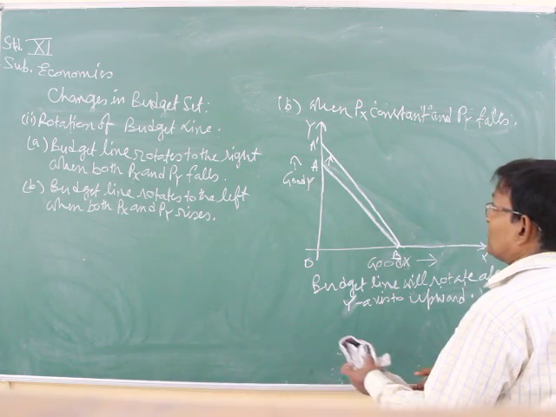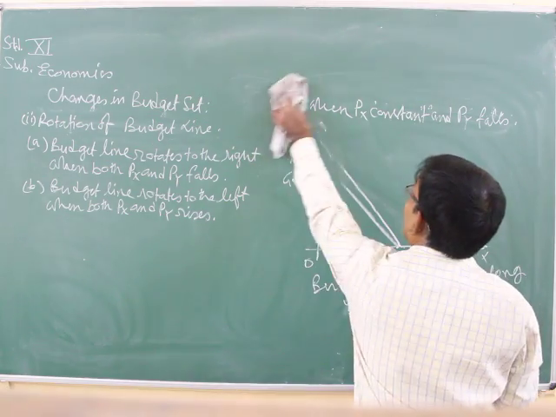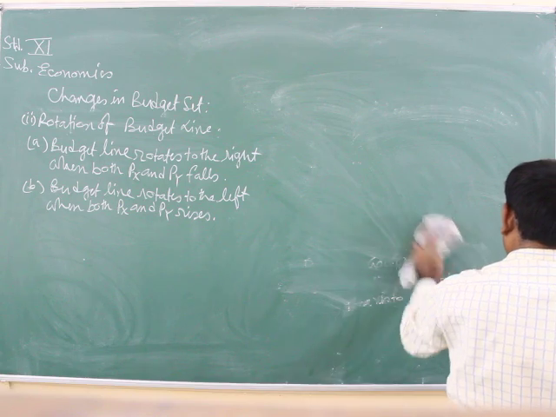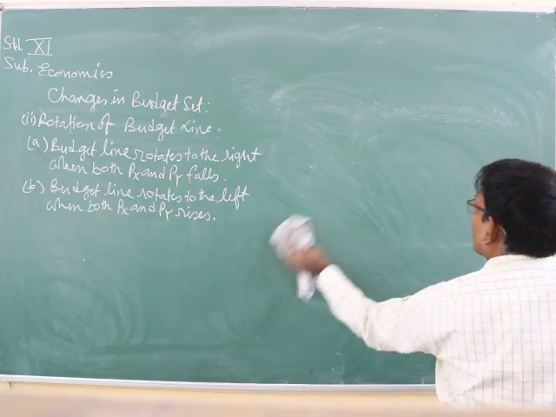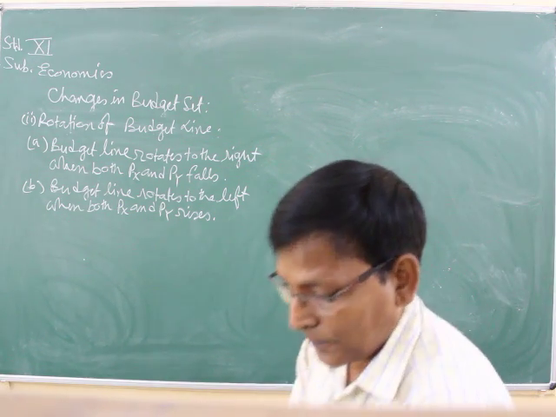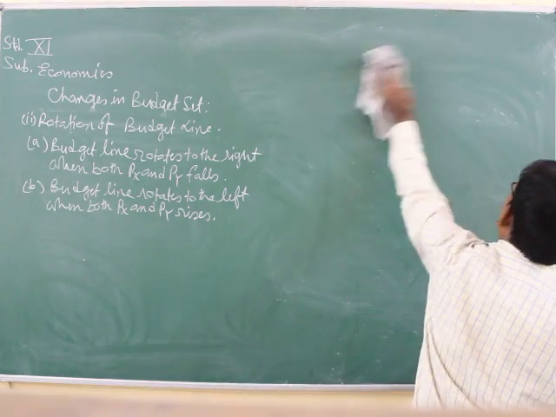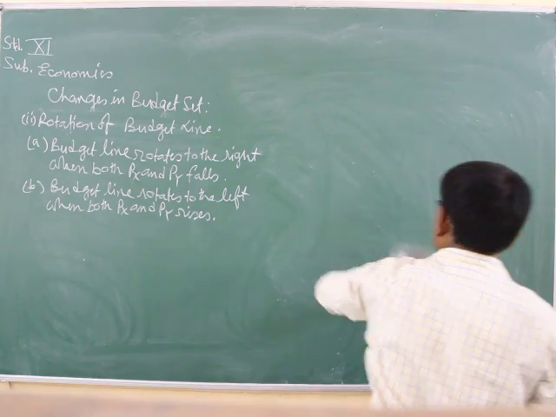Now the second case is budget line rotates to the left when both Px and Py rise. When both Px and Py rise, what should we do? First, let me write down the next one. Next one is when the price of both the goods will rise.